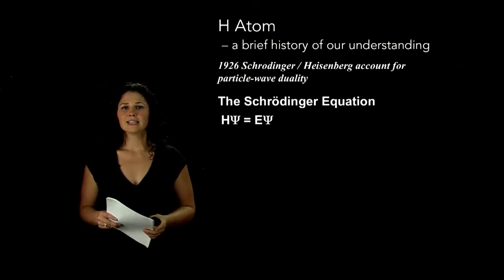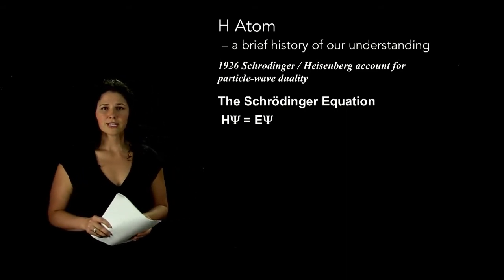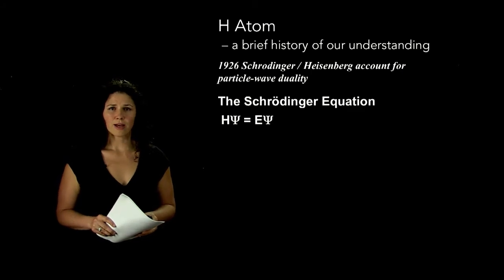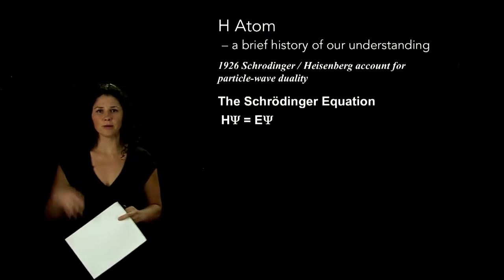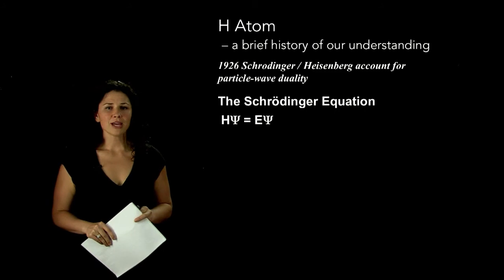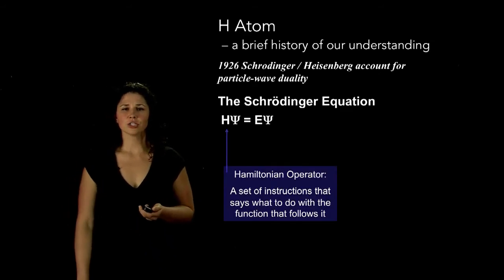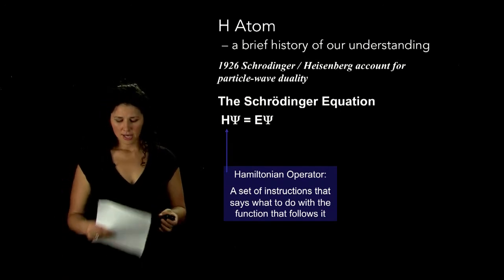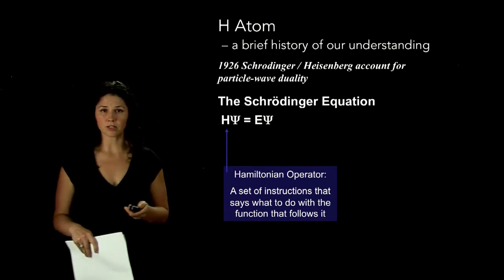And then finally, in 1926, our modern model for understanding the hydrogen atom came forth by work of Schrödinger and Heisenberg. And this is what you might have seen before in PChem or in a physics class. And here we have the Schrödinger equation. So this is modern quantum mechanics. Now in this equation you have the Hamiltonian operator. This is just a set of instructions that tells you what to do with the function that follows it.